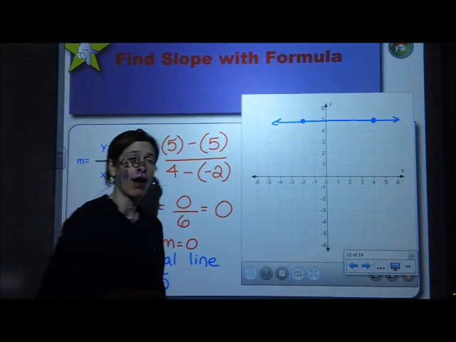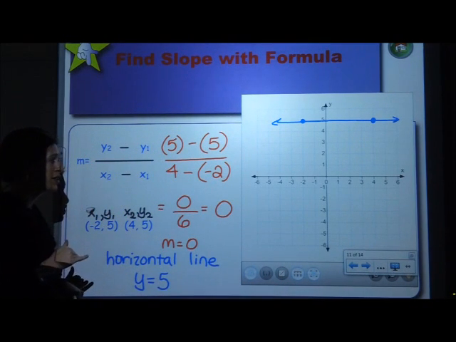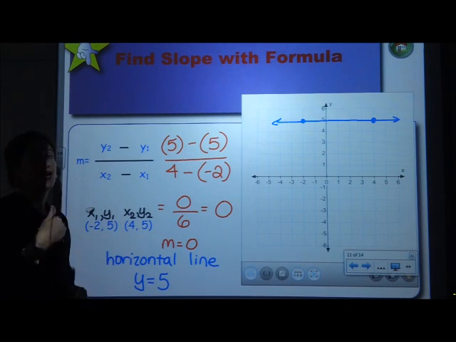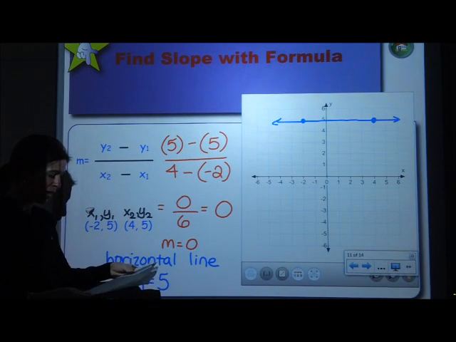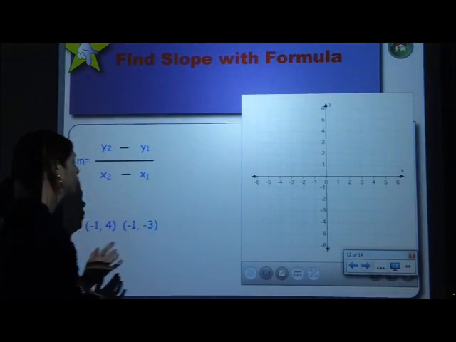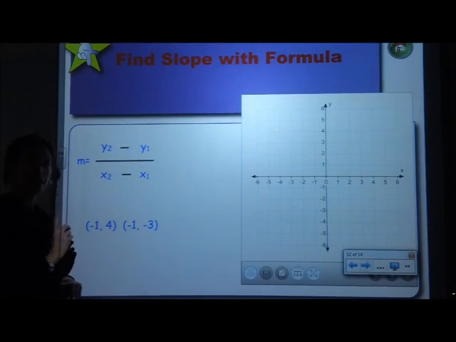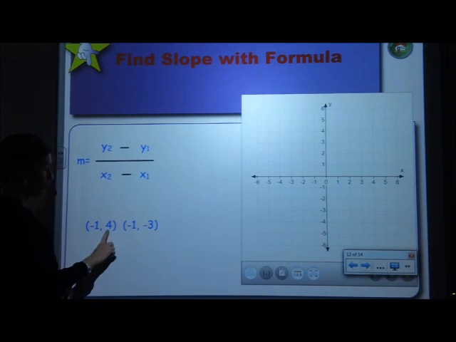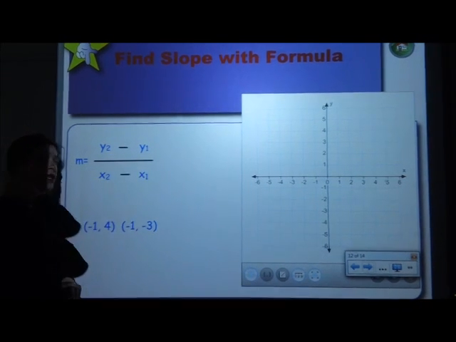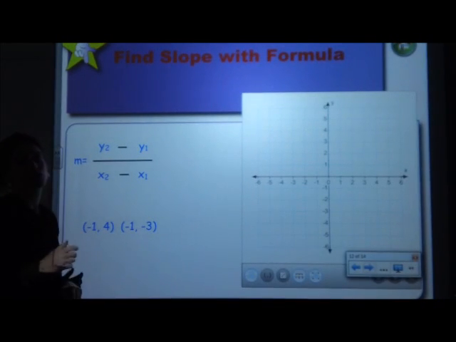Okay, now we're going to stop there, and we are going to talk about this more tomorrow. I'm going to follow up and review everything, and then we're going to practice in class. What I'd like you to do is try this next one and bring it in for me and see what happens. As a challenge, -1, 4, -1, -3, I'd like you to calculate the slope, plot the points, and then see what kind of line you've created, okay?